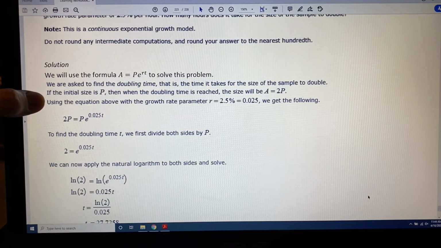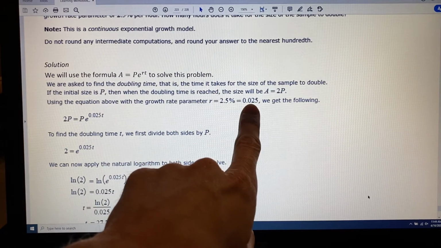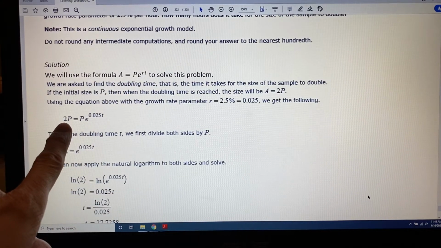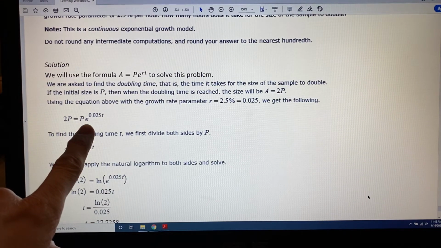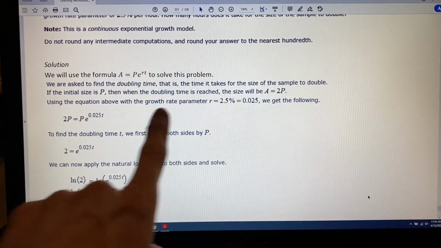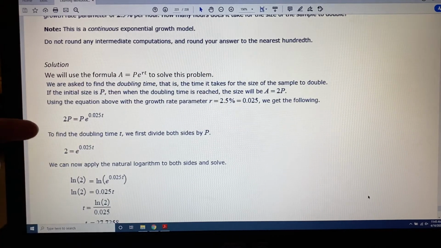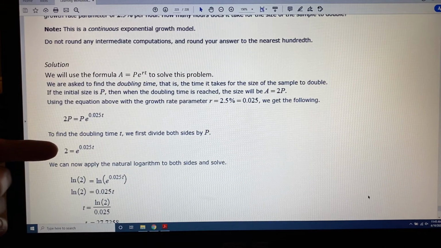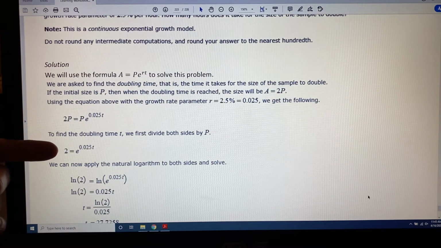Using the equation above, with the growth rate parameter r equals 2.5%, and converting that to a decimal, which is 0.025, we get the following. The A part of our equation will be written as 2P, because we are doubling. P remains as P. e is a mathematical constant. r is the value we found, 0.025, and t remains as t. Notice that both sides of the equation have P, so we divide both sides by P, and they both cancel out. We're now left with 2 equals e to the 0.025t. This is an exponential equation of type 2.